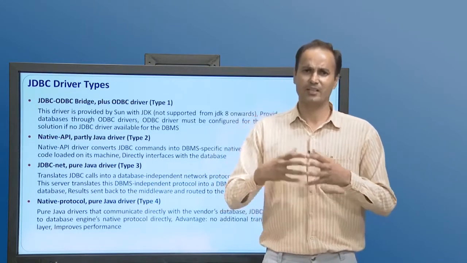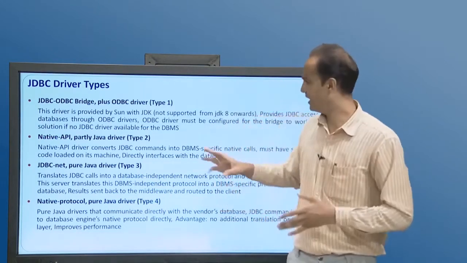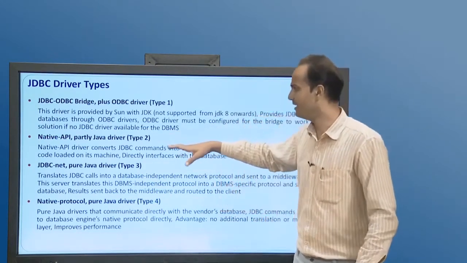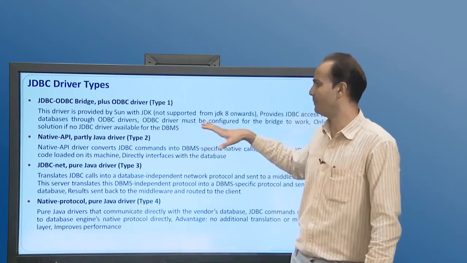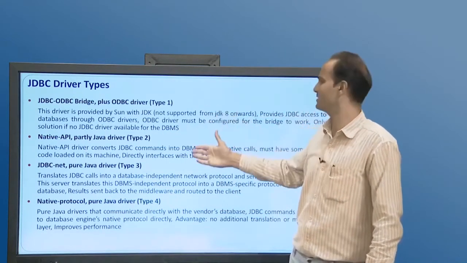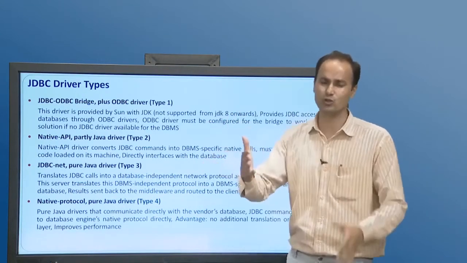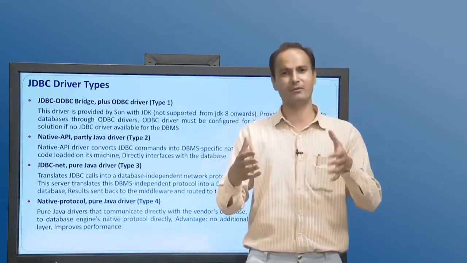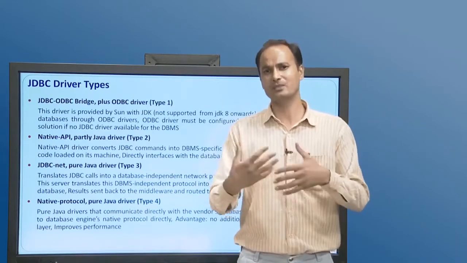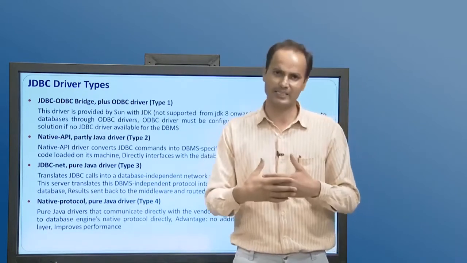Then the type 2 driver comes, known as the native API partly Java driver. The native API partly Java driver converts JDBC commands into DBMS-specific native calls. So there should be certain binary code available on the system to establish connections with the backend database.